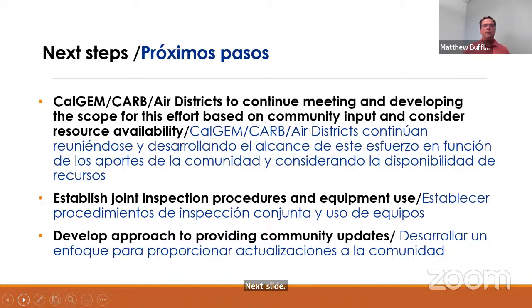So some of our next steps are that CalGEM, CARB, and the air districts, our three agencies, will continue meeting and developing our scope for this effort based on community input and consideration of our resource availability. We need to work together to establish joint inspection procedures and what equipment we're using during these inspections. And additionally, of course, we need to develop an approach, with your input, for providing community updates. So that finishes my portion of this presentation. If there are not any immediate questions on that, I'm going to pass the presentation back to Rohit.